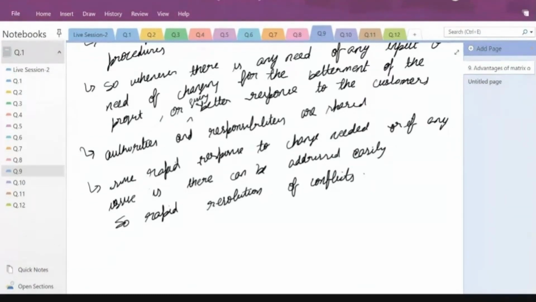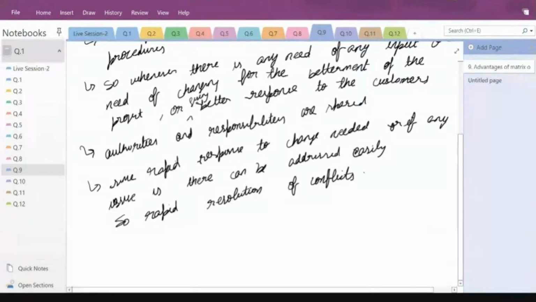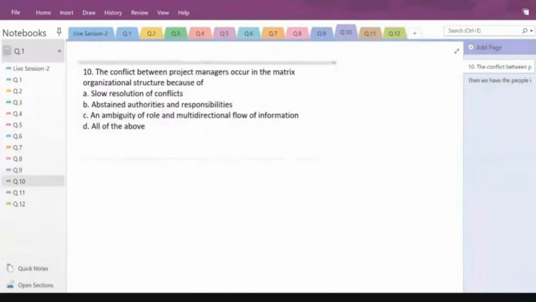Thus, we know that there is one project manager for each project, so he or she is in a position to give better response to different functional groups. So here the rapid response to the change needed, or if any issue is there, can be addressed very easily. So in a similar way there is rapid resolution of conflicts. However, here come the disadvantages, for which we have the next question. The conflict between the project managers occurs in the matrix organizational structure because of which of the following?